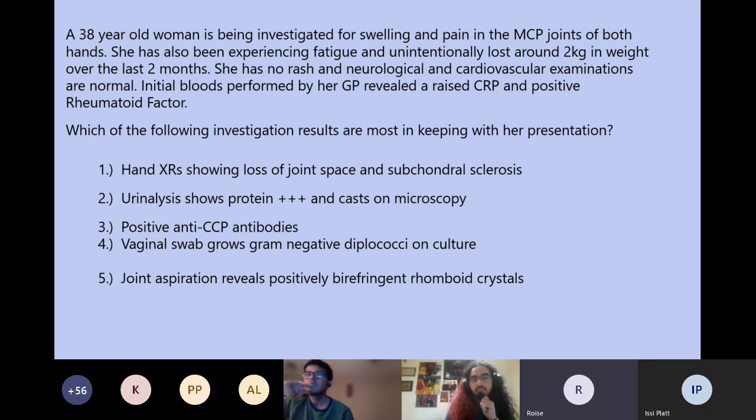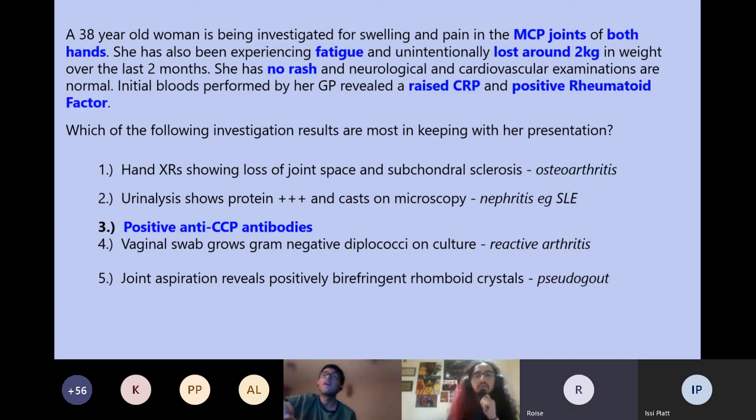Yeah, I think I go with positive anti-CCP. Absolutely. Yeah, that's what it is. So the point of this question is to illustrate that any chronic inflammatory condition can cause weight loss, and 2 kg in 2 months is, I guess, kind of significant. Yeah, I'd say so. So if you haven't been trying. Yeah, exactly. Lupus isn't the only inflammatory condition that causes weight loss. All of these can, to be honest. Yeah.